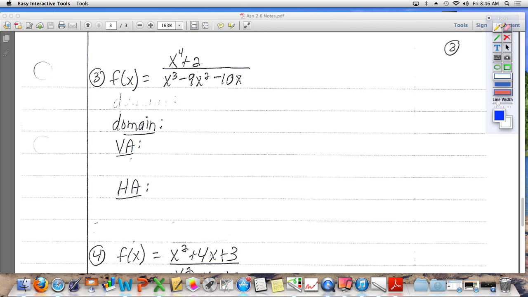f(x) is equal to x to the 4th power plus 2 over x cubed minus 9x squared minus 10x. The domain. Well, you guys are used to just factoring them and figuring out what values of x would not work. But in this case, that's not easily factorable, the way we have been factoring it. But what do you recognize that they all have in common? They all have an x.